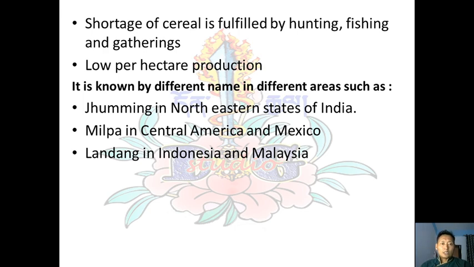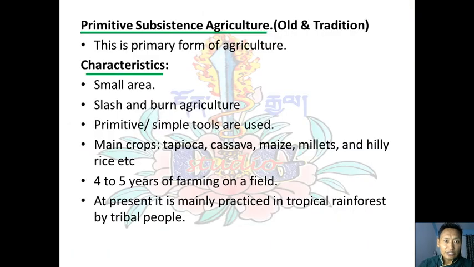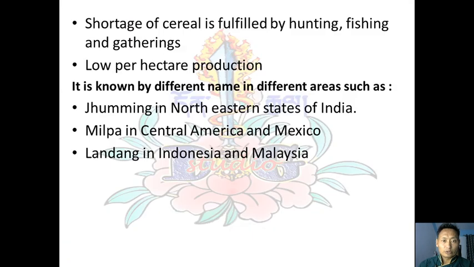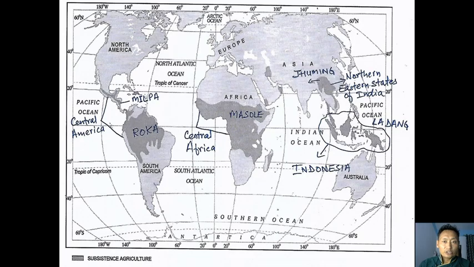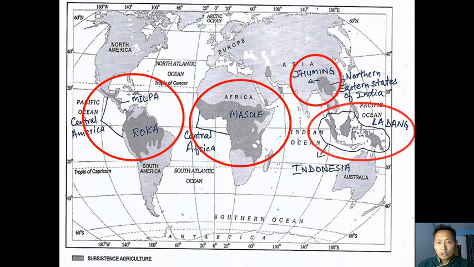So the shifting agriculture or the primitive subsistence agriculture is known by different names in different parts of the world. So the common names for primitive subsistence agriculture are slash and burn agriculture, shifting agriculture, and primitive subsistence agriculture. But shifting agriculture is known by different names in different regions of the world. So the shifting agriculture in northeast India, in the Indian states, it is called jhum.